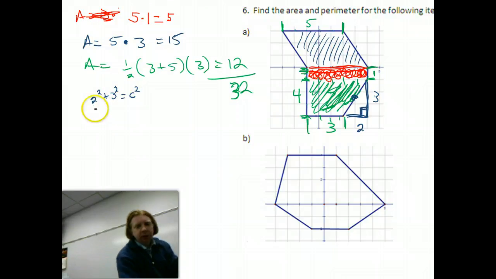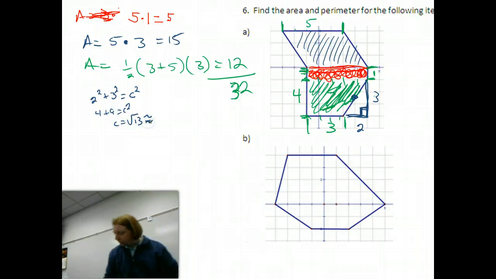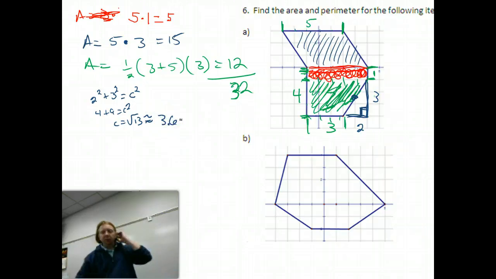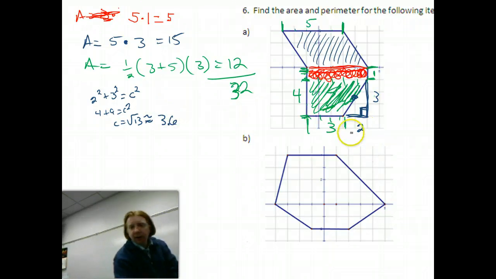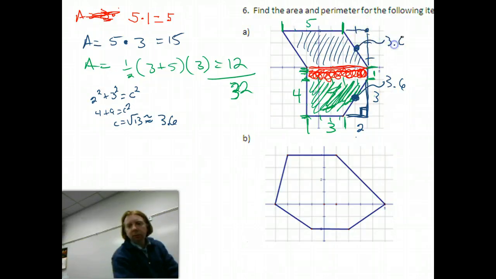So a little bit of maneuvering here. 4 plus 9 equals c squared. C is the square root of 13, which is pretty darn close to 3.6. And so that's going to give me the length of this diagonal right here. And because of the fact that I keep reusing 2 by 3, that also tells me that. And it also over here, again using 2 by 3, this guy is 3.6.